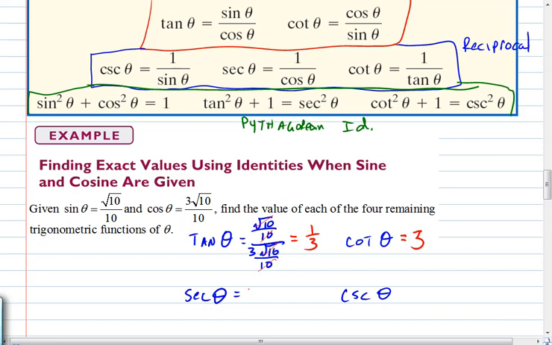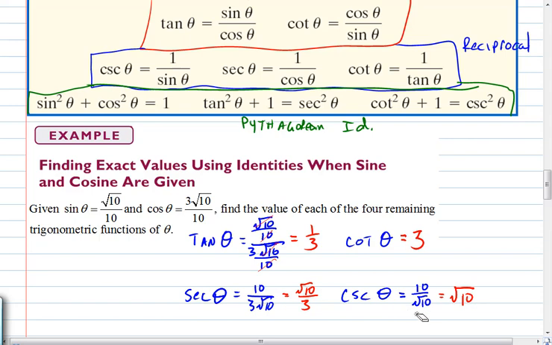So that's going to be the reciprocal of this, which is going to be 10 over 3 square roots of 10. And if you were to rationalize this denominator, we would end up with square root of 10 over 3. Cosecant is the reciprocal of this, which is going to be 10 over the square root of 10. And if you rationalize this, you're just going to get the square root of 10.